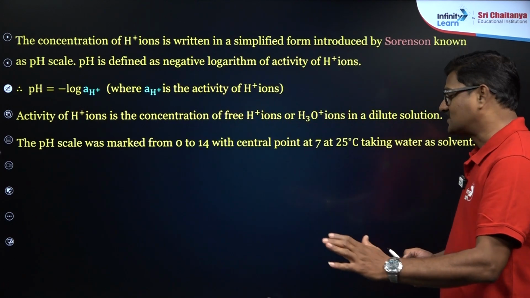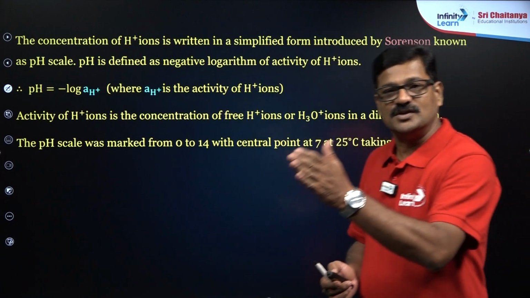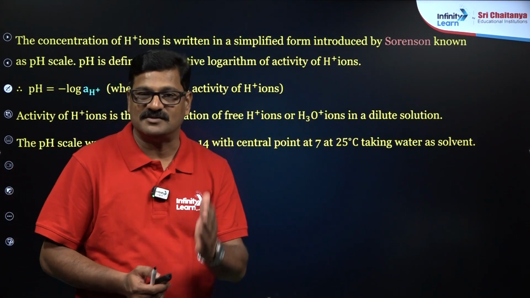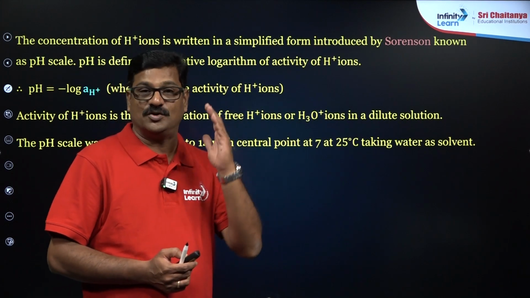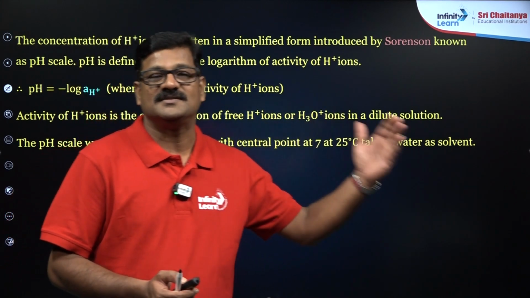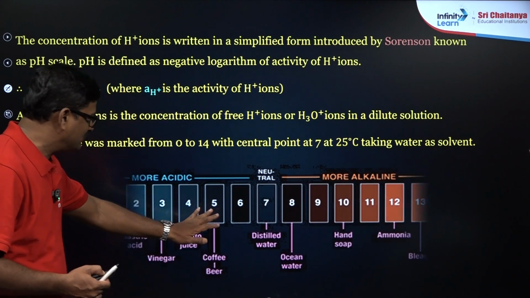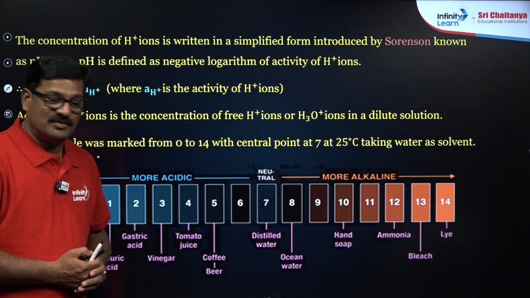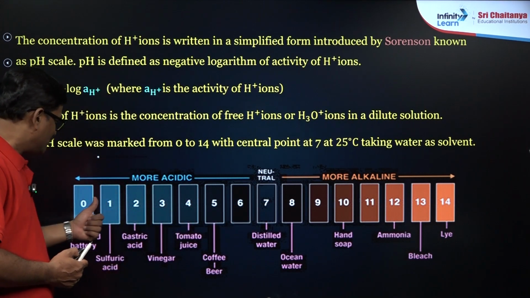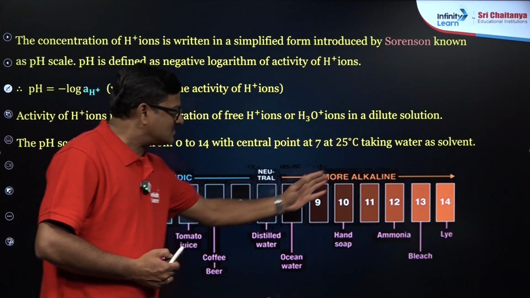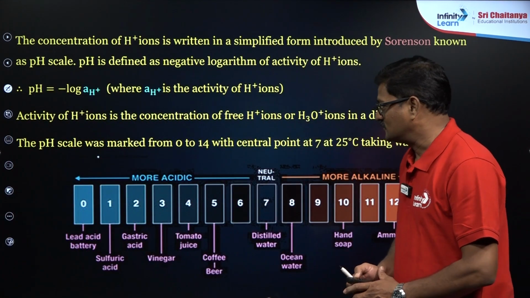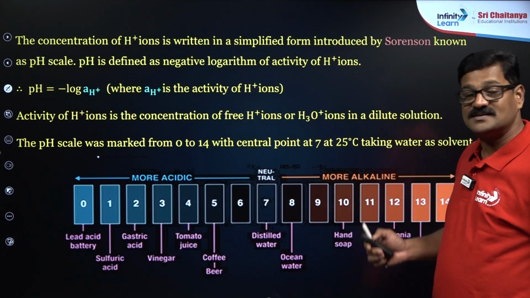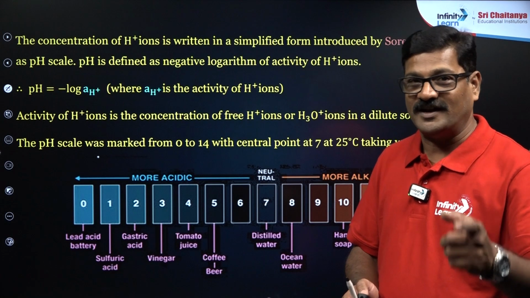The scale is 0 to 14. Below 7 is said to be acidic, 7 is said to be neutral, and greater than 7 is said to be basic. That is given by this pH scale. So 7 is neutral, less than 7 is acidic, and more than 7 is basic. Now we will check the pH calculation strategy that is useful for this NEET examination.